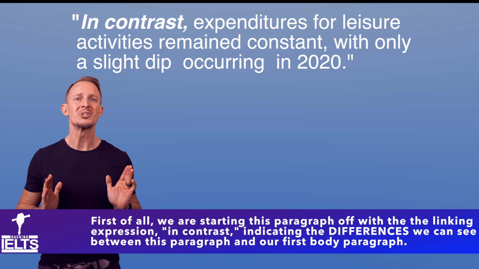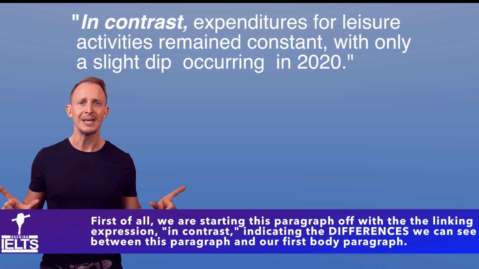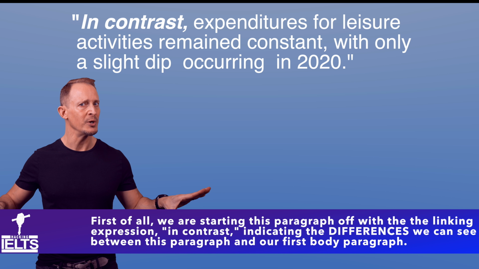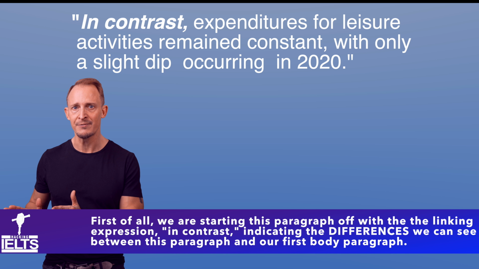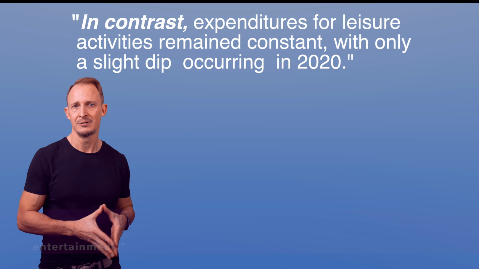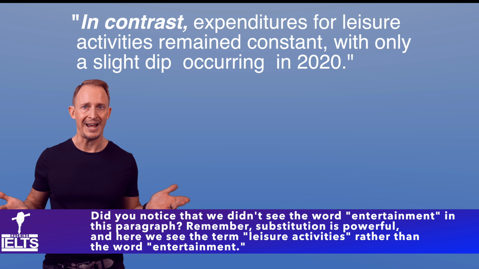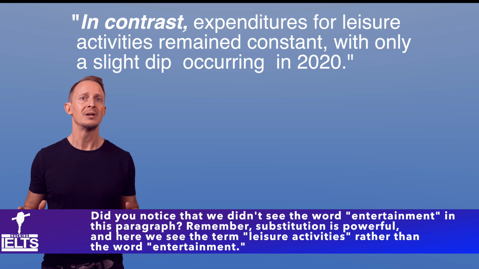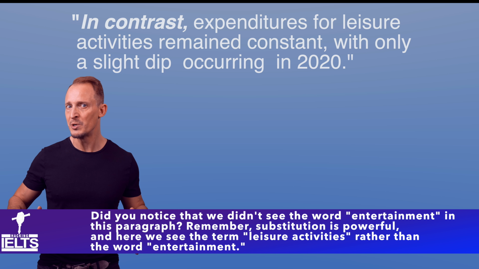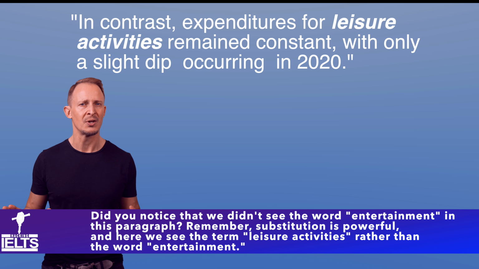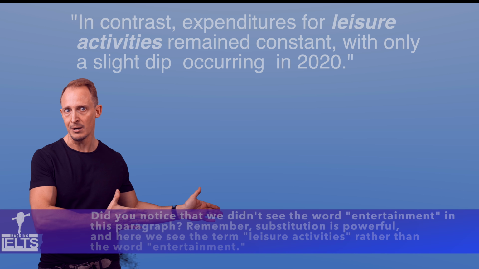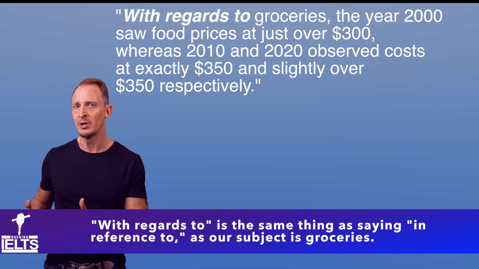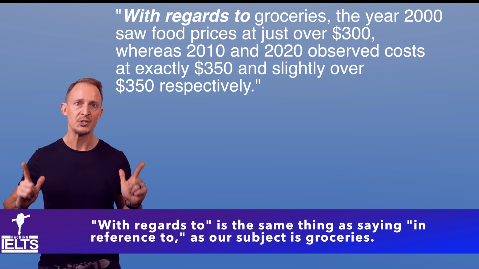First of all, we are starting this paragraph off with the linking expression in contrast, indicating the differences we can see between this paragraph and our first body paragraph. Did you notice that we didn't see the word entertainment in this paragraph? Remember, substitution is powerful, and here we see the term leisure activities rather than the word entertainment. With regards to is the same thing as saying in reference to, as our subject here is groceries.